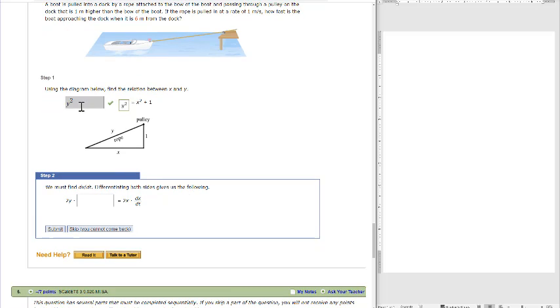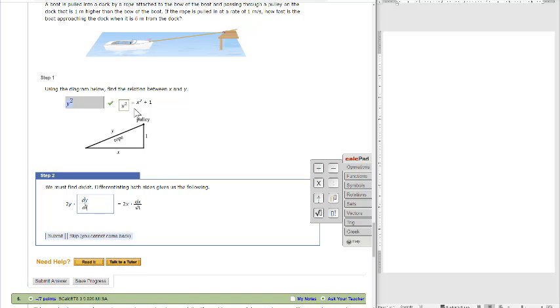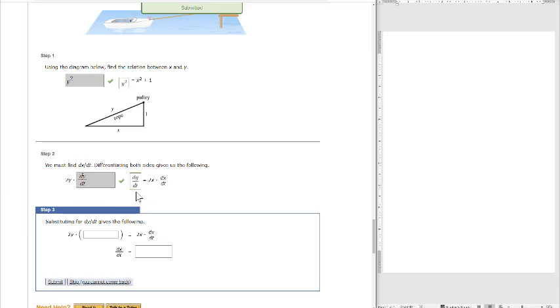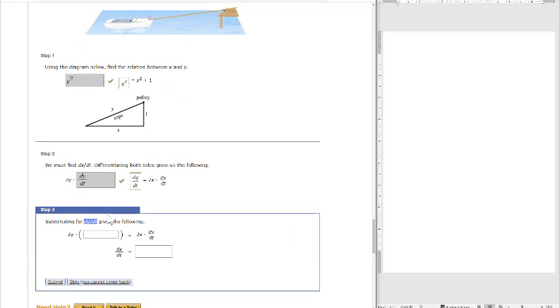We can take the derivative. The derivative of y squared with respect to t is going to be 2y times the derivative of y with respect to t, which is dy/dt. And this is going to equal 2x times the derivative of x with respect to t. And then the derivative of a constant 1 is just going to be 0. So this is the derivative of the whole equation with respect to t. Now we substitute dy/dt, giving us the following.